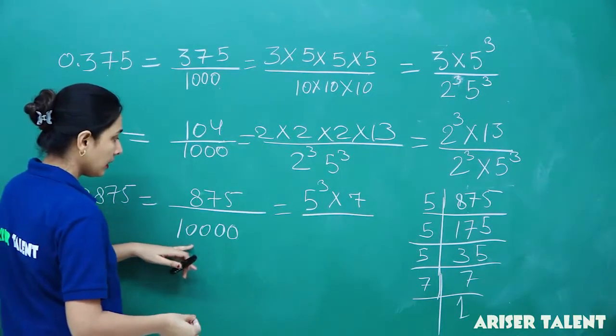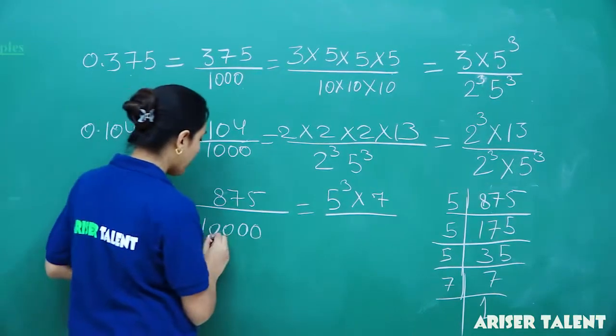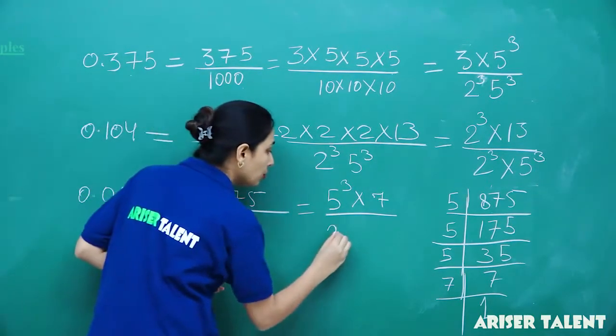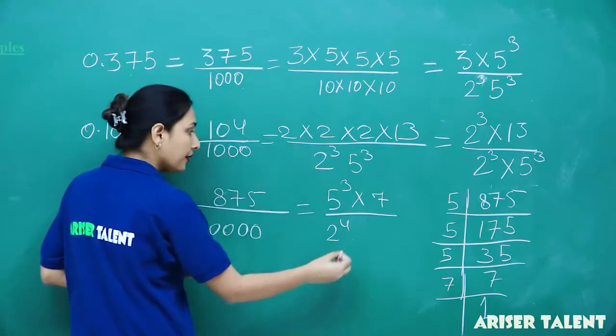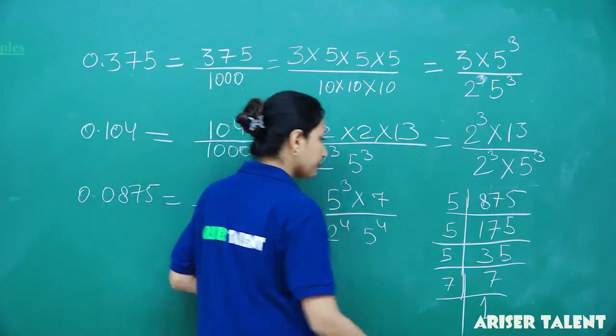Now, 10,000, what will be the prime factorization? 1, 2, 3, 4. So, 2 raised to power 4 multiplied by 5 raised to power 4. Okay.